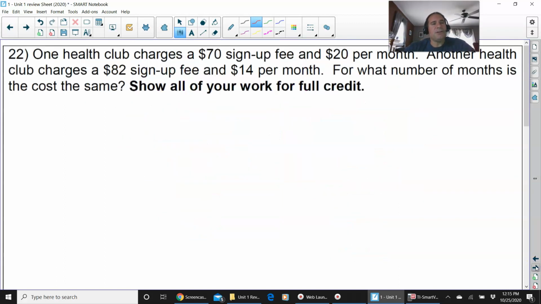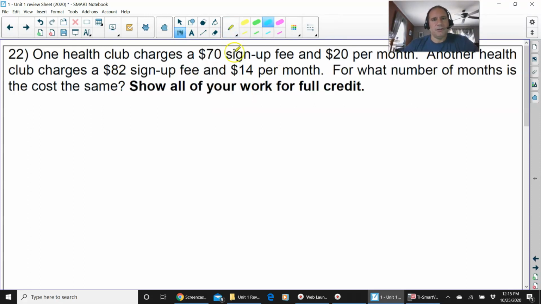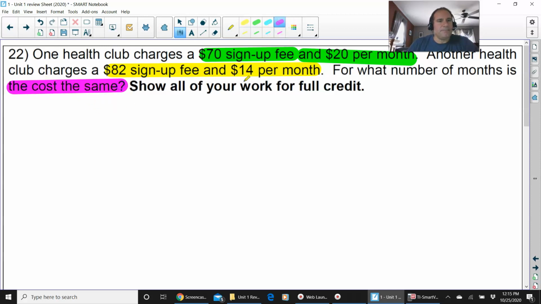All right, number 22. One Health Club charges a sign-up fee of $70. So I'm going to highlight here important information. I'm going to do this in green. $70 sign-up fee. That's One Health Club and $20 per month. Okay, so another one charges an $82 sign-up fee and $14 per month. For what number of months is the cost the same?